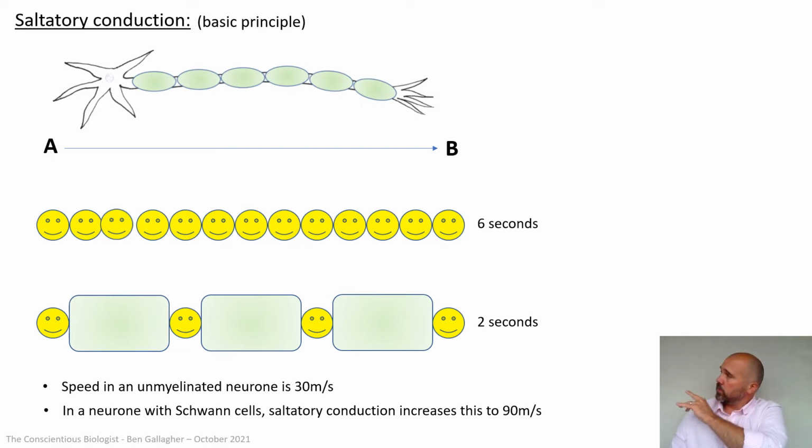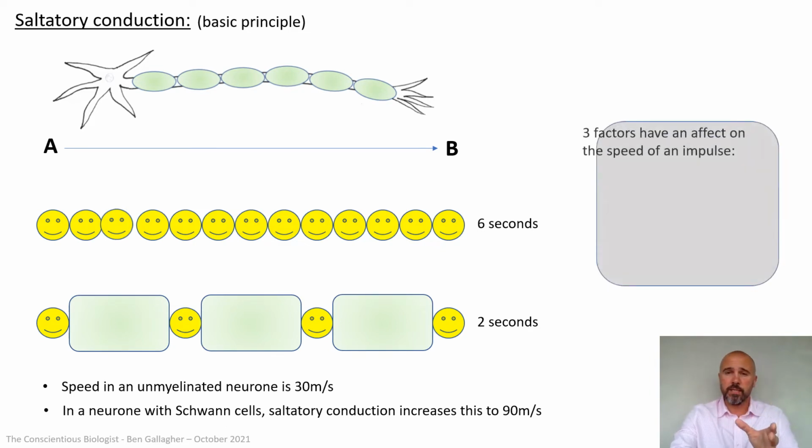But if you have saltatory conduction in a myelinated neuron because of the Schwann cell, so the signal jumps, then it increases to 90 meters per second. That's 3 times faster. So saltatory conduction is so important for speeding it up. And if those myelin sheaths break down, that's when you can get various types of neuronal disease, motor neuron disease, because the signal gets lost, it goes too slow, the communication pathways get broken down.